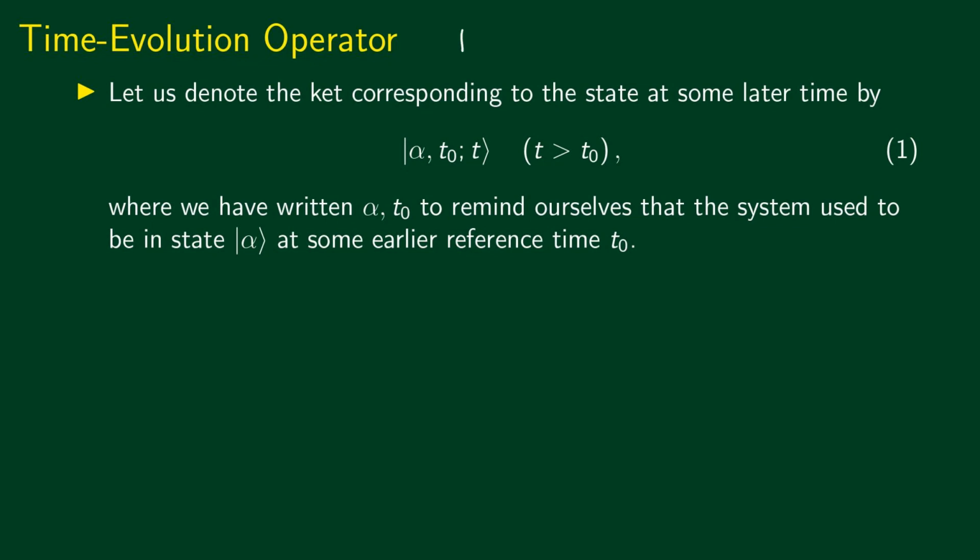Let's first fix the notation. We said that the state of the system at time t0 is given by ket alpha. We shall denote the ket corresponding to the state at some later time by ket alpha comma t0 semicolon t. This t means that we are talking about the state of the system at time t. The alpha comma t0 inside the ket is used to remind ourselves that the system used to be in state ket alpha at some earlier reference time t0. So this is the notation that we shall be using.